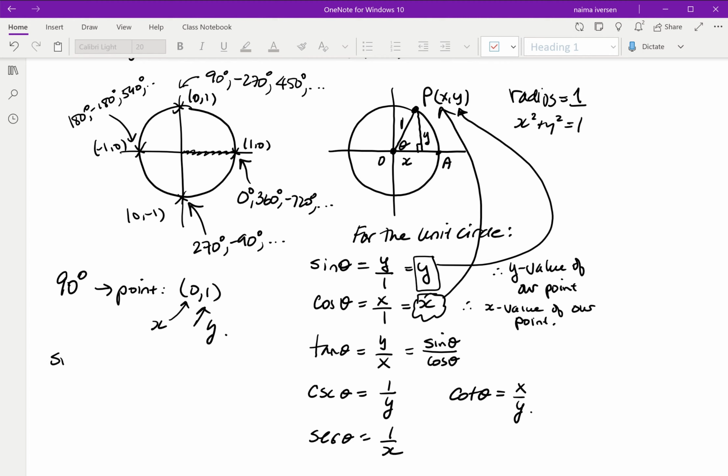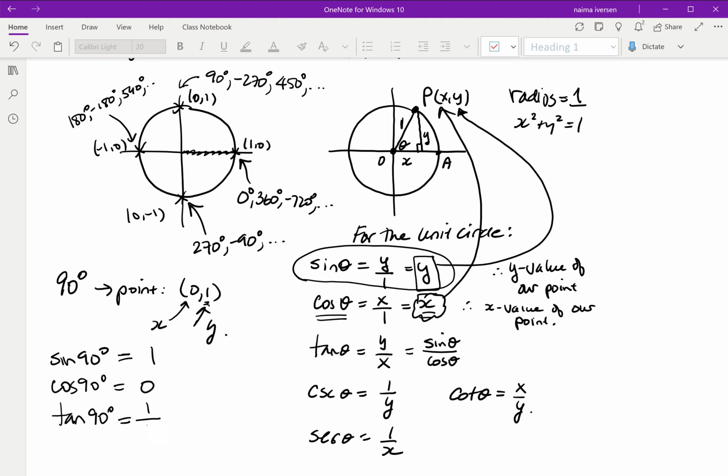So that means that sine of 90 degrees is my y value. Sine of 90 degrees is 1 because it's my y coordinate. Cosine of 90 degrees is 0 because it's my x coordinate. Cosine theta is x. If I wanted to find tangent of 90 degrees, I'd have to go my y coordinate divided by my x coordinate. And remember, 1 over 0 does not exist. We can't divide by 0.